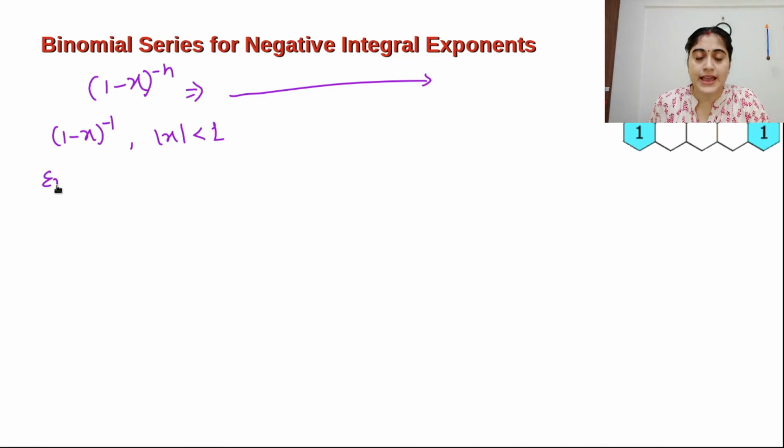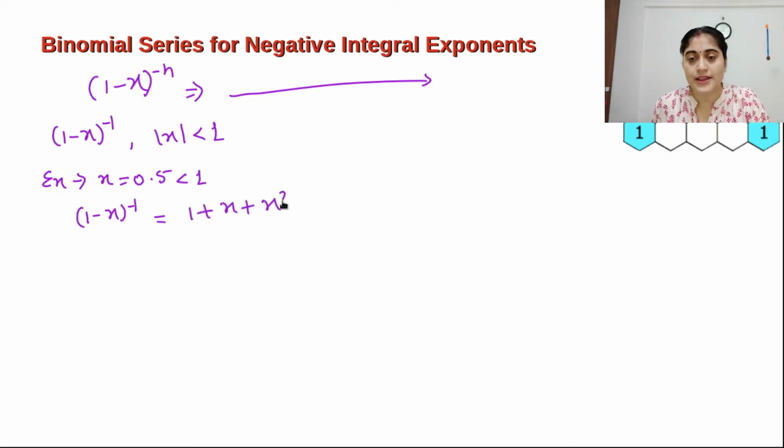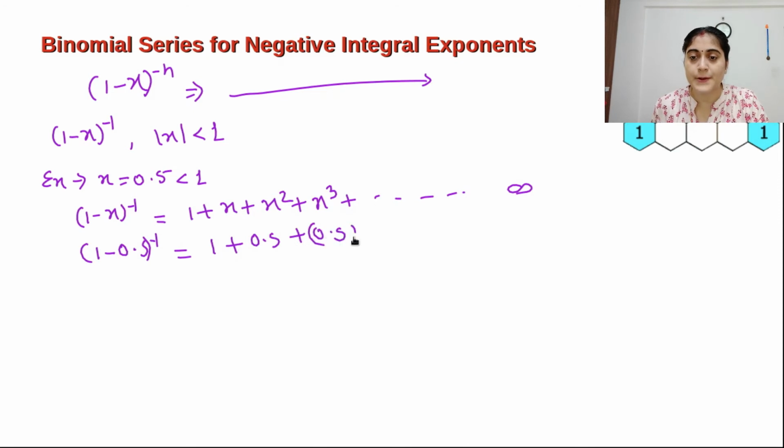If you take, for example, x equals 0.5, which is less than 1, what was the series? The series is (1 minus x) to the power of minus 1 equals 1 plus x plus x square plus x cube, and so on up to infinity. Now I am putting this x value in the left hand side and also in the right hand side. So it will be 1 plus 0.5 plus 0.5 squared plus 0.5 cubed, like that it goes up to infinity.